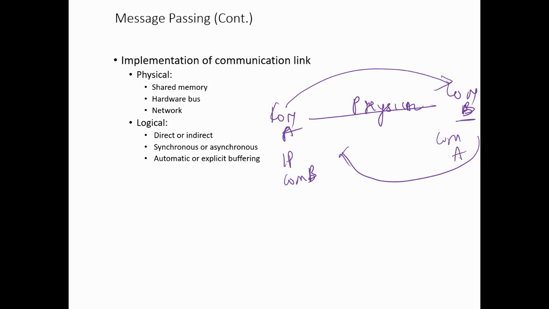Then what can be in terms of physical? How can a communication link be established between process A and process B? The first thing is shared memory. I can use a shared memory concept, hardware bus, or network. And what can be logical? It can be a direct communication or it can be indirect communication. Okay, it can be direct.